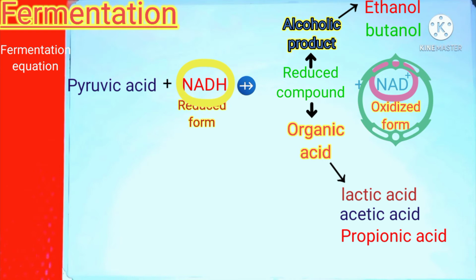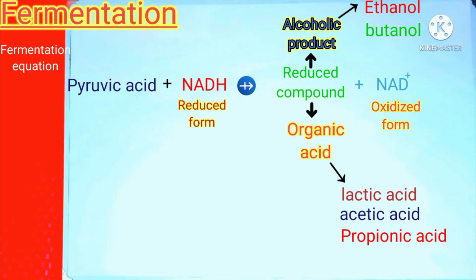Students, during fermentation, glucose is not completely broken down, because considerable unusable energy is still trapped in the products, except the two ATP molecules which are formed during the glycolytic pathway. More ATP is not generated. So fermentation functions only to regenerate NAD, which is the oxidized form of NADH.